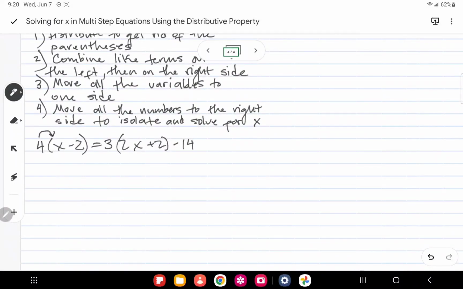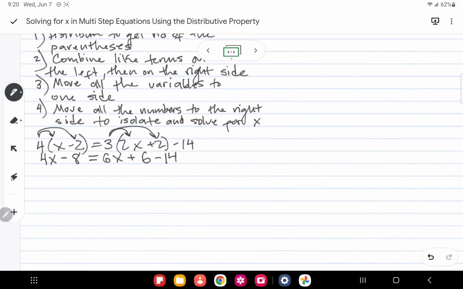So 4 times x is 4x. 4 times negative 2 is negative 8. We are done with the left side. We have parentheses on the right side, so we will do the same thing. 3 times 2x is 6x. 3 times positive 2 is positive 6. We are done with the parentheses on the right side, and we will now just bring down whatever it is that we did not use.